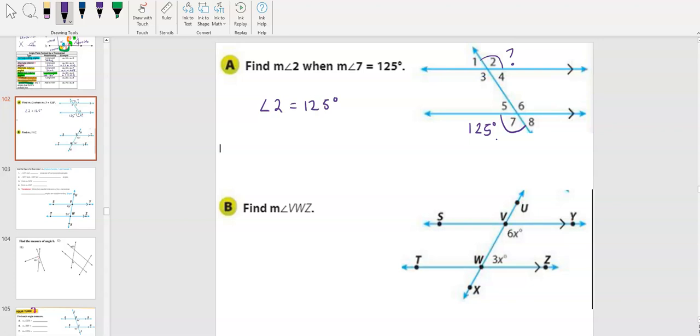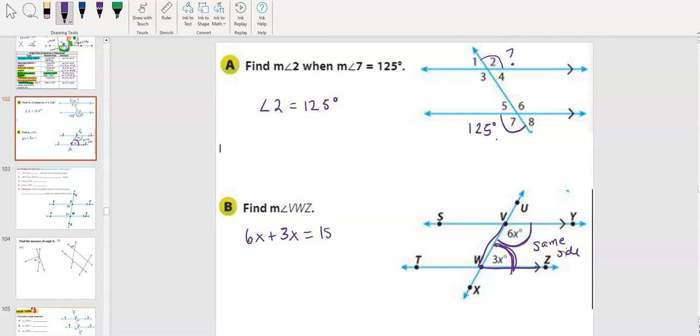Down here, we are looking at angle VWZ. So that means I need to figure out what 3x is. The only other information we have is this angle here, which is 6x. But good news, they are same side interior angles, and same side interior angles add to 180 degrees.